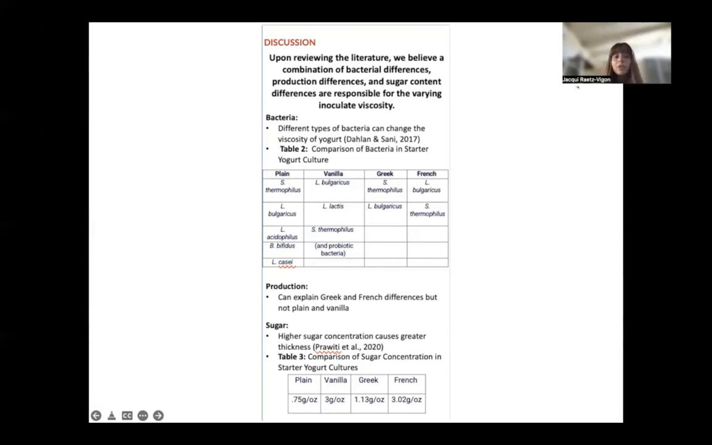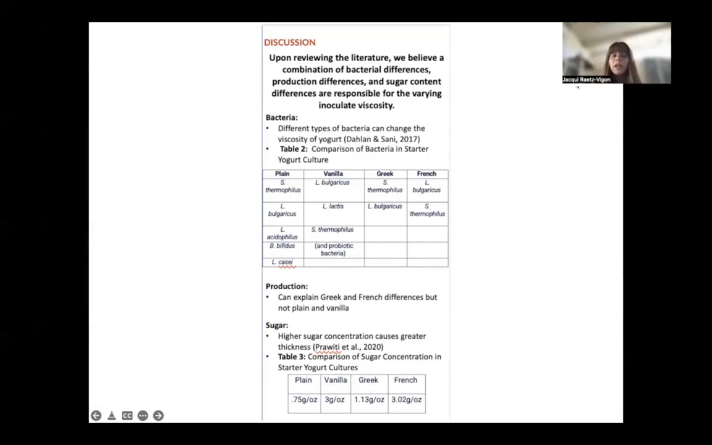We then considered production differences. While this could account for the differences between Greek and the other yogurt types and French and the other yogurt types, it cannot account for the difference between plain and vanilla yogurt, which go through the same production processes. Fermentation could have factored into the difference in yogurt viscosity, but it was not the only factor.